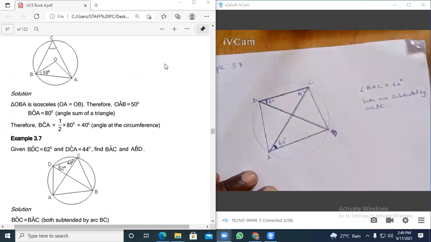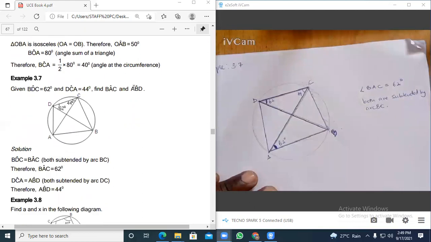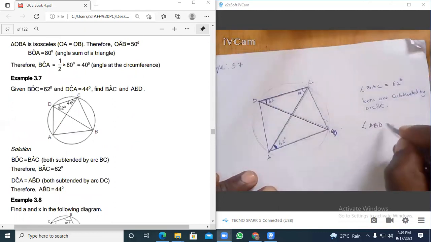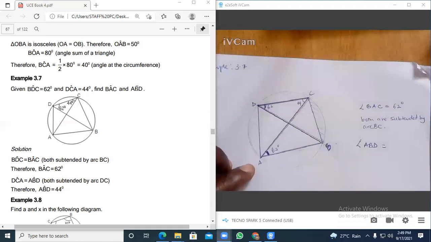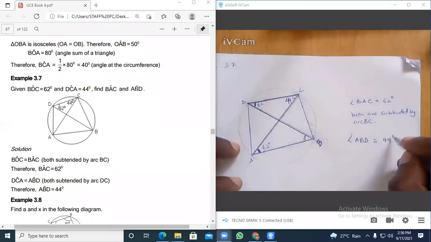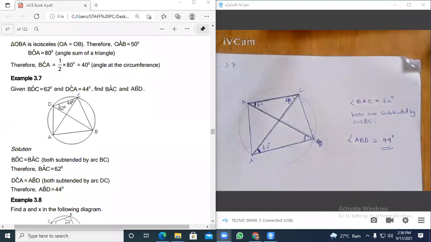How about the angle ABD? What is angle ABD? Look at the angle ABD. They're asking for this angle here. This was 44. What is angle ABD? Yes, 44. Correct. The angle is 44 degrees.